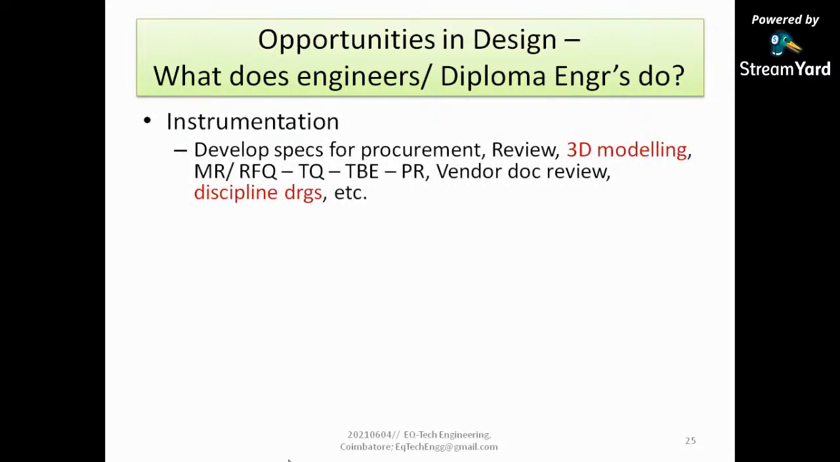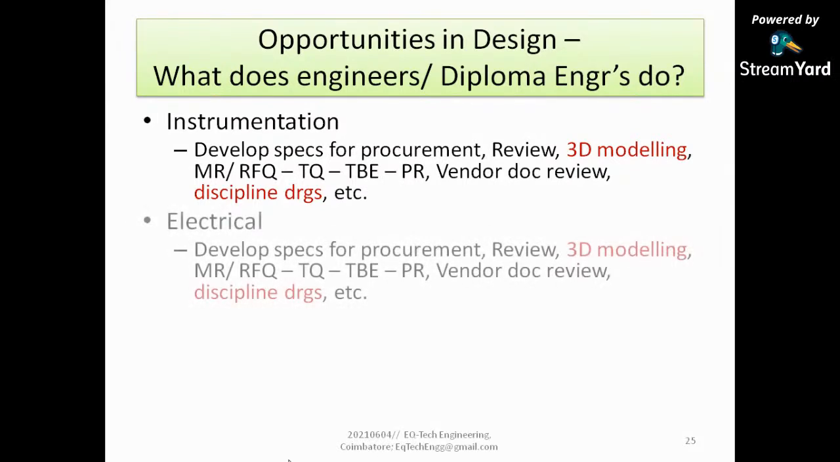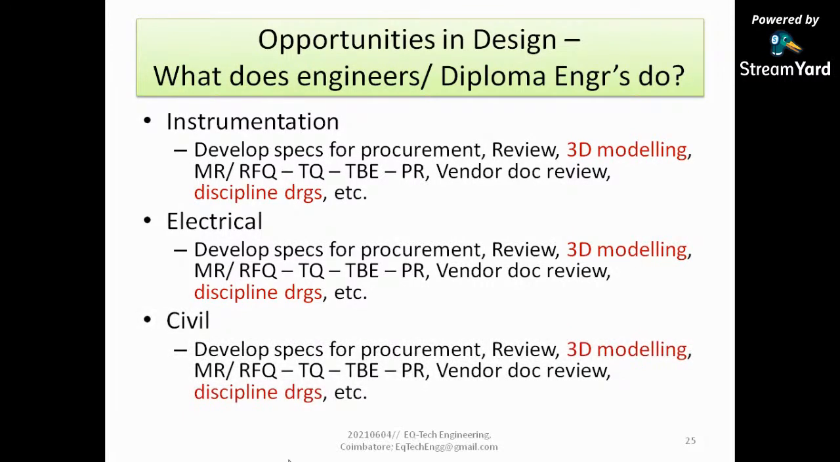Instrumentation, the same thing, whatever the mechanical engineers do, but with respect to their discipline they will be doing. Helping in purchase of instrumentation items and preparing drawings for routing the instrument cables, etc. Electrical, instrumentation, and civil all do their respective jobs.